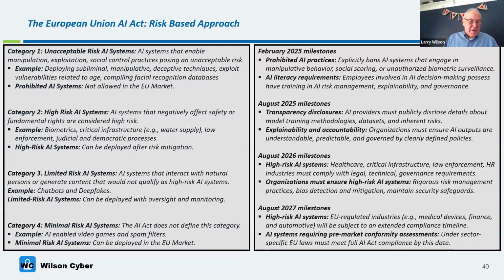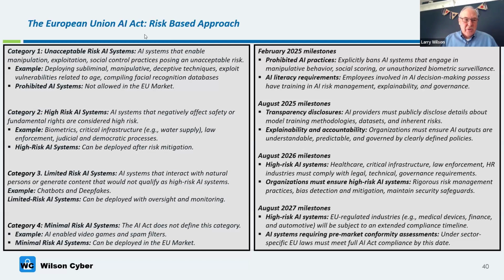Limited risk systems are AI systems that interact with natural persons or generate content that would not qualify as high risk: chatbots, deepfakes. A lot of people are deploying those now without sensitive data. If it's sensitive data, it becomes high risk. Limited risk can be deployed with minimal oversight and monitoring. You don't have to do such a thorough risk assessment for limited risk. And for minimal risk systems deployed in the EU market, don't worry about it, right?